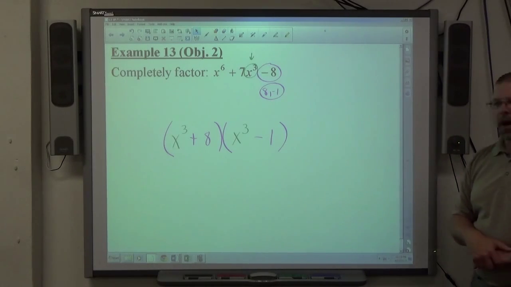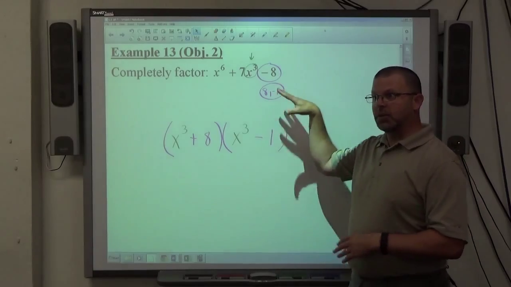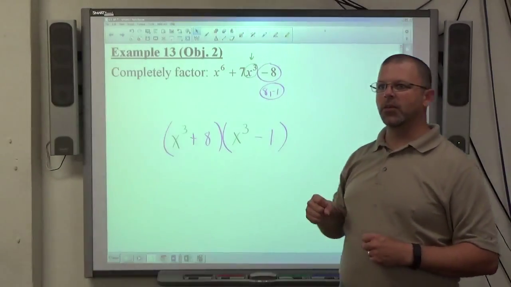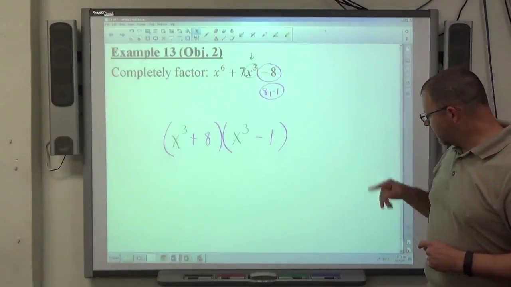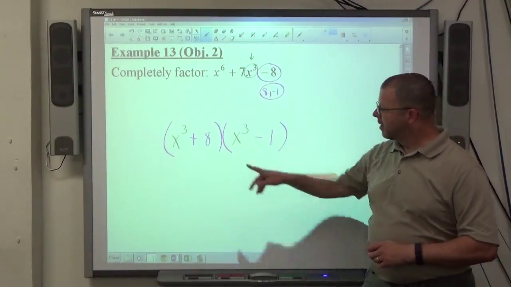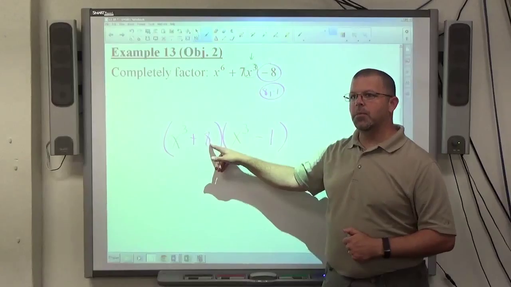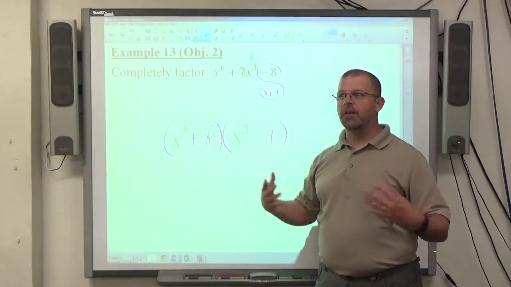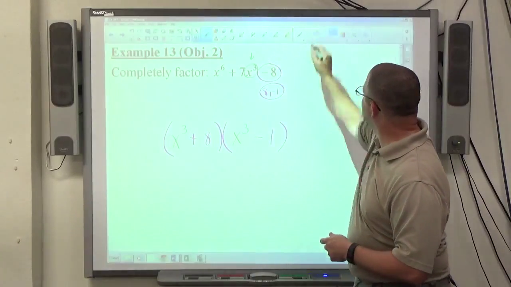All right? It does say completely factor, and it seems like we've done a good job of factoring. We pat ourselves on the back that we know what we're doing and did the quadratic in form thing. But notice the two factors here. X cubed plus 8 is the sum of cubes. X cubed minus 1 is the difference of cubes. So now we can factor those beyond that level.